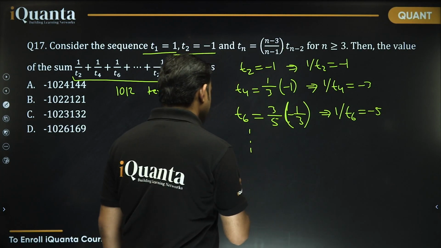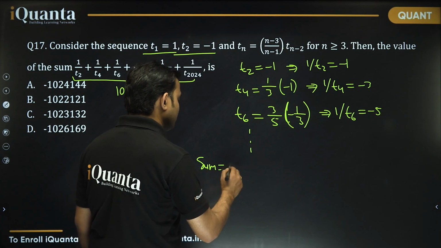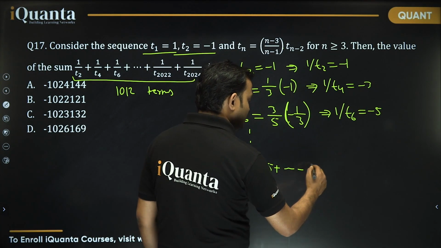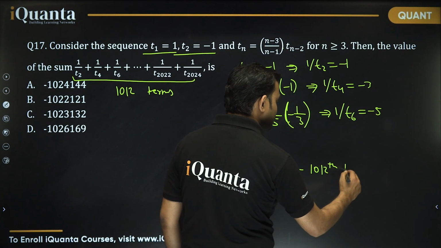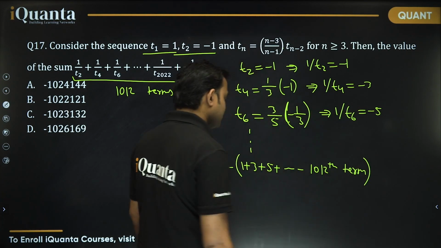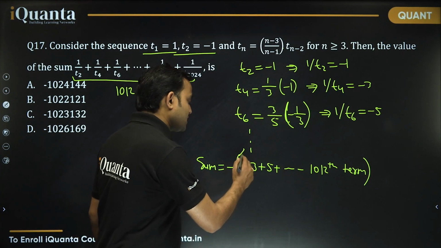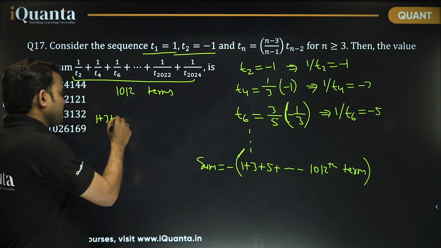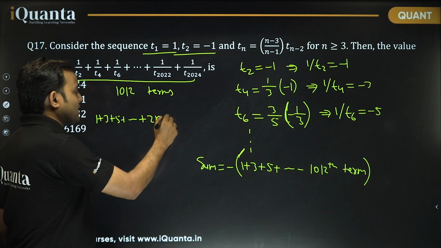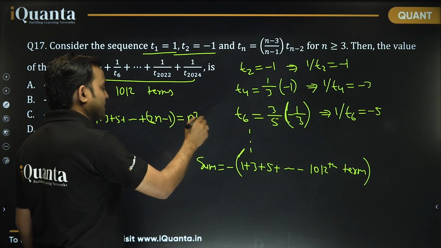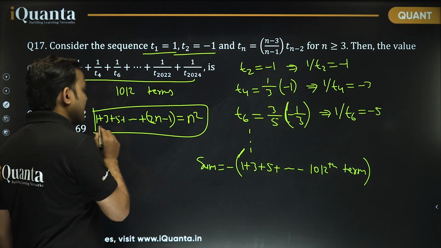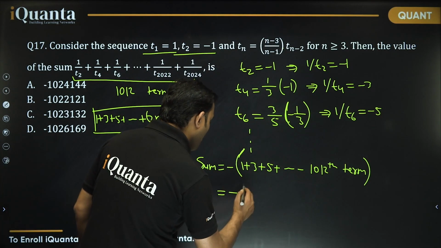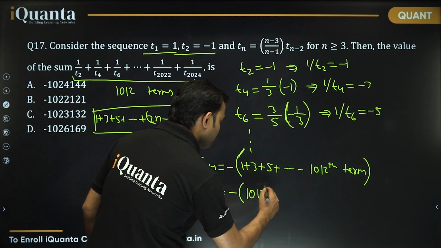So what we can say, if we try to find the sum, it will be equal to minus of 1 plus 3 plus 5 till the 1012th term. What do we know about the sum of odd numbers? That 1 plus 3 plus 5 till 2n minus 1 is equal to n square, right? Meaning the sum of the first n odd numbers is equal to n square. So this will be equal to minus of 1012 square.